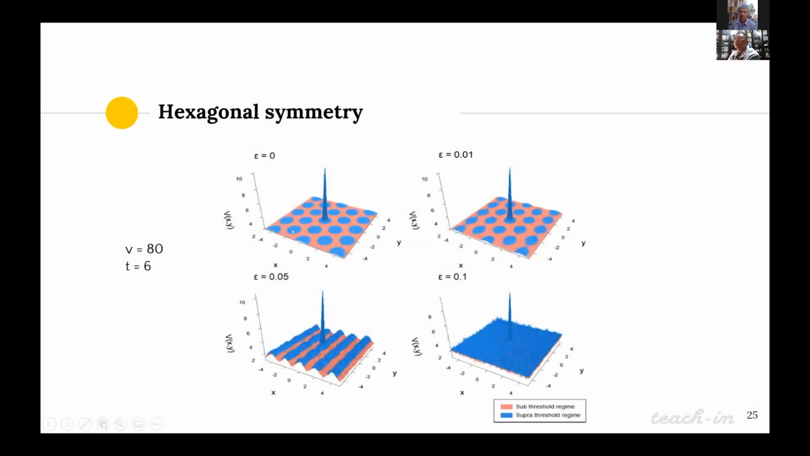Here also we can see some 3D graphics where you see the deterministic case, epsilon equals 0, where we have this very clear symmetry. We have the central peak and then smaller peaks around it. Then with a small level of noise, we still have a similar picture. And then as the level of noise increases to 0.05 and 0.1, the symmetry disappears. In the case of epsilon equals 0.1, we have just random fluctuations in the neural field.